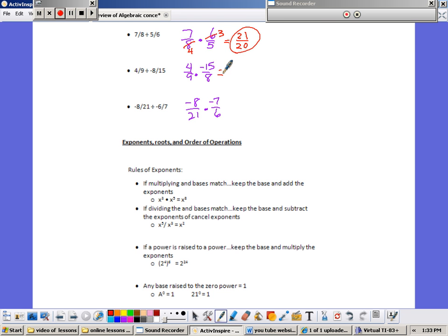The next one, I have 1 negative, so it's negative. 4 goes into 8 twice. And 3 goes into 9 3 times and into 15 5 times. So I get -5/6. The next one, 2 negatives, which is a positive. 6 and 8 can reduce by 2 each. 7 goes into 21 3 times. 4 times 1 is 4, 3 times 3 is 9, 4/9.